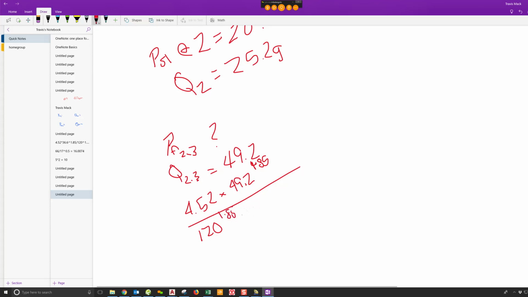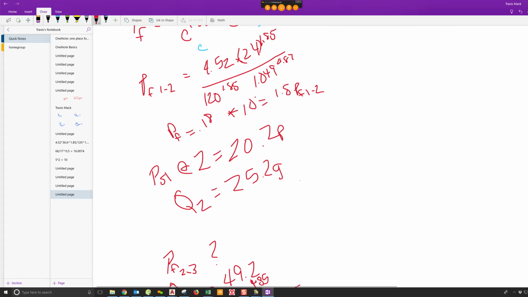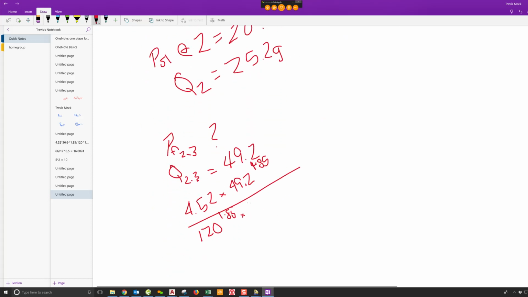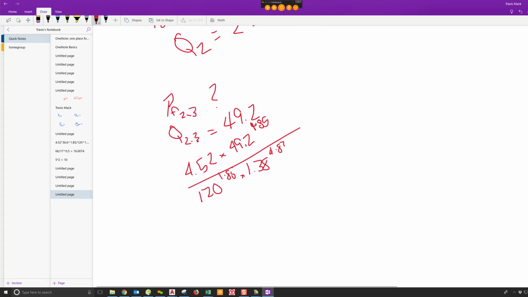And then inch and a quarter, schedule 40. Yeah, we said this was inch and a quarter. So that's 1.38, to the 4.87. Right? So you guys got that figured out?